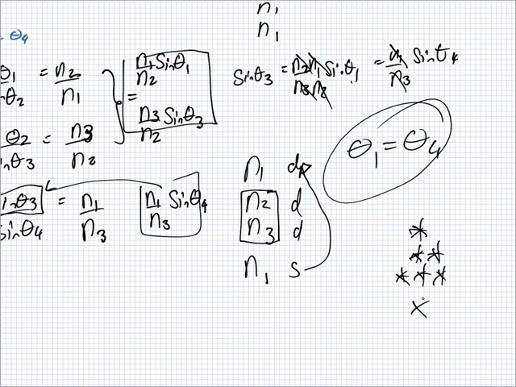Very, very strange. I thought there might be some requirement on the relationship between N1, N2, N3. Well, it is a fact. We've just proven it. Theta 1 has to equal theta 4. For sure. So interesting.